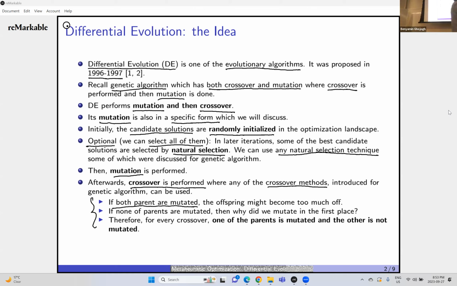If none of the parents are mutated, then what happened? Then it raises a philosophical question. Why did we mutate at all? Why did we perform mutation at all, if none of them are mutated? So let one of them be mutated and let one of the parents be not mutated. So we select one of the parents from the mutated ones and the other one from non-mutated ones. Understood? Okay.